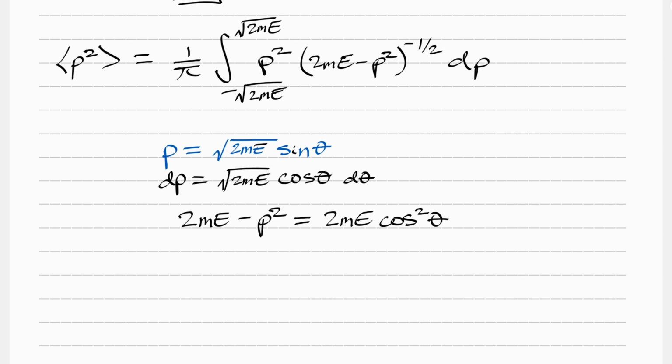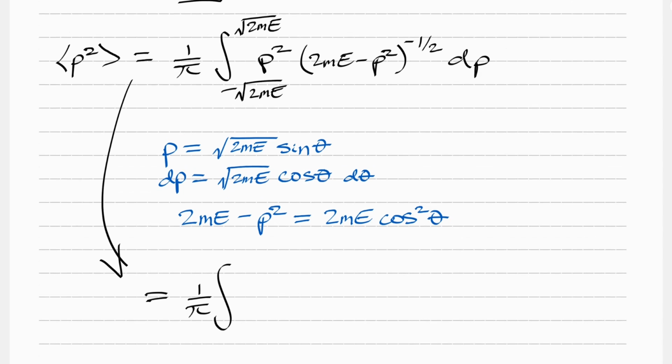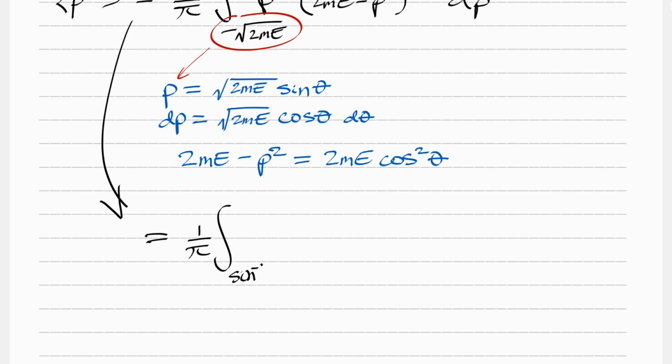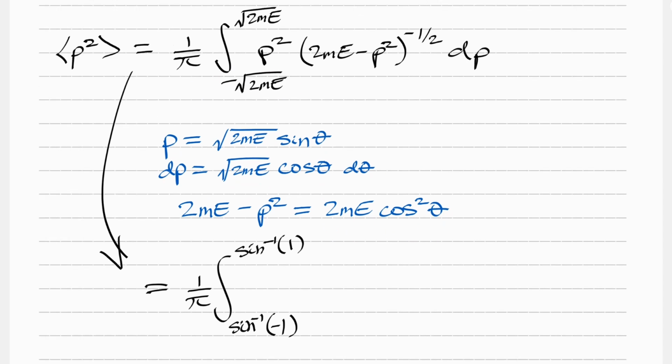This is our substitution. So just do it in a different color real quick so it stands out from my work here that I've been doing to solve the problem. Okay, so we have that this equals 1 over pi times the integral, and then we have to say, okay, my limit previously was minus root 2mE, so plug that in. Minus root 2mE divided by root 2mE is minus 1. Take the inverse sine. So we get inverse sine of minus 1. And then we're going to get the inverse sine of positive 1 for the same reason. So those are my new limits.